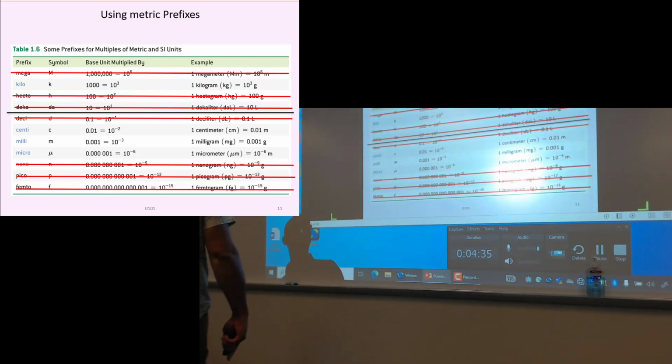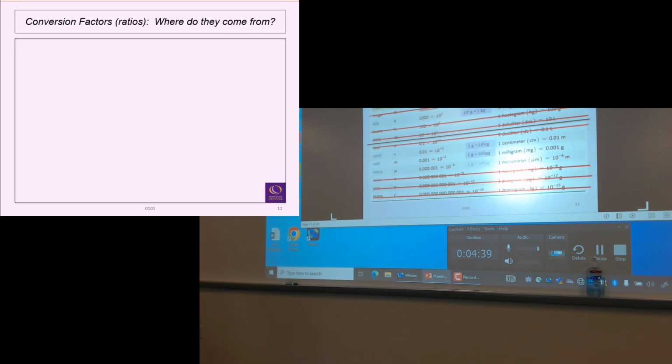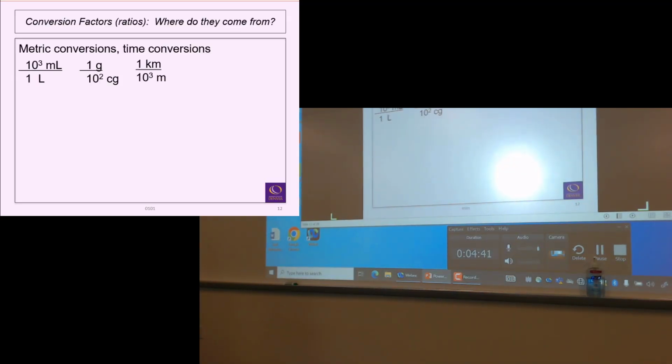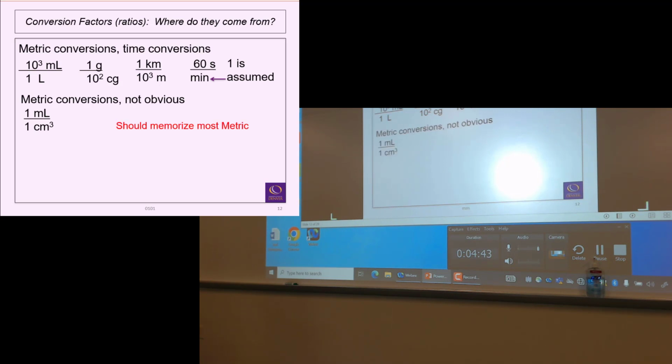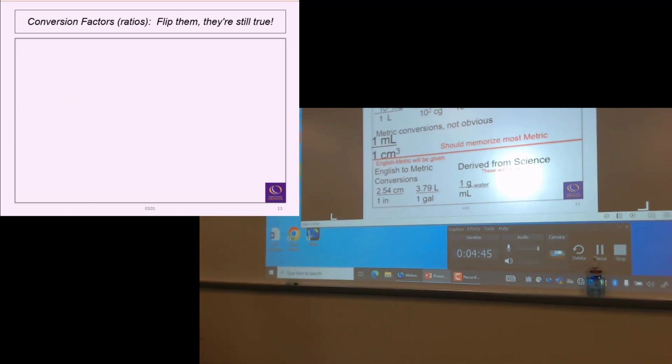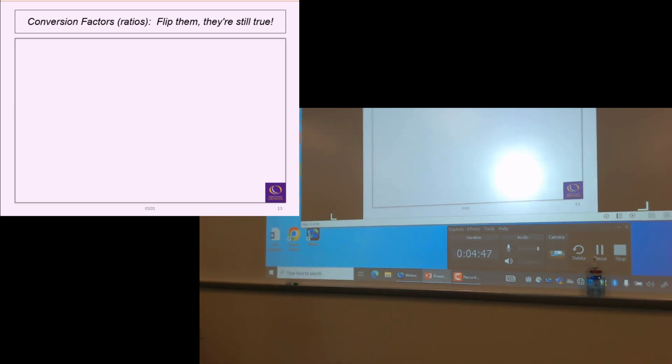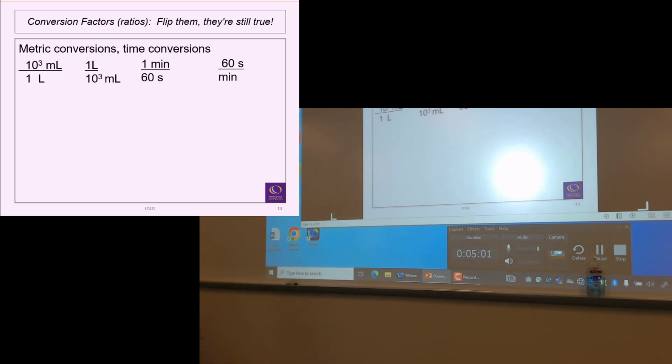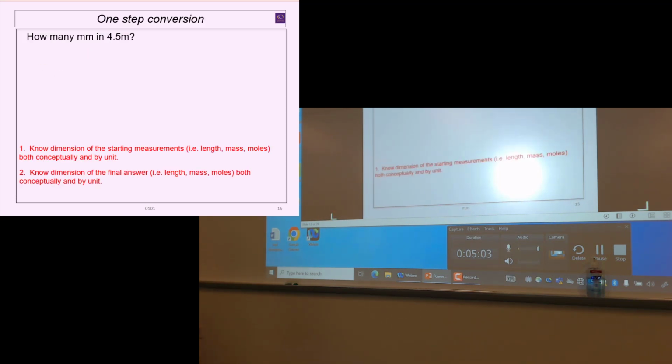Okay? So we worked on that. So now, as we were together, we had some other stuff we reviewed. Remember that you can flip them, it doesn't matter. 1 gram, we're saying there's 100 centigrams in a gram. There's also a gram in 100 centigrams. You can say it either way. It's still true, right? Flip that. That'll make sense when we're doing the math.